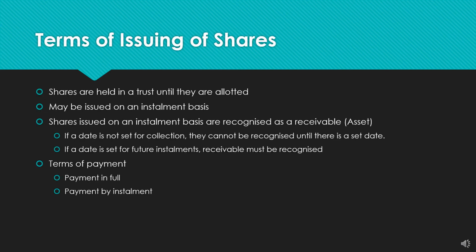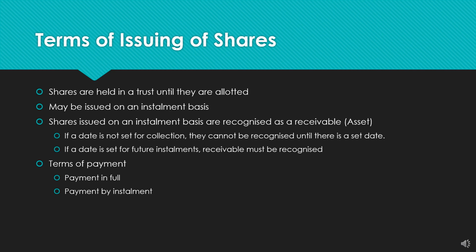These are the terms of issuing of shares. When the company makes an issue of shares known to the public, the subscriptions for the shares must be held in the trust account until such time as the shares are allotted. The shares may be issued on an installment basis, thus will require an amount to be paid on issue and a further amount to be paid at a specified further date.